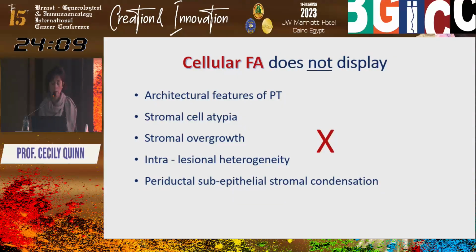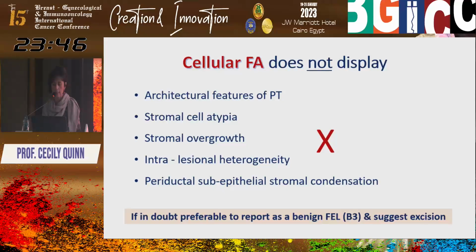So a cellular fibroadenoma should not display the architectural features of phyllodes, stromal cell atypia, overgrowth, intralesional heterogeneity, which again I think is a very useful finding, and neither should we see subepithelial stromal condensation. So they are features of phyllodes tumor that I'll talk about in a few minutes.